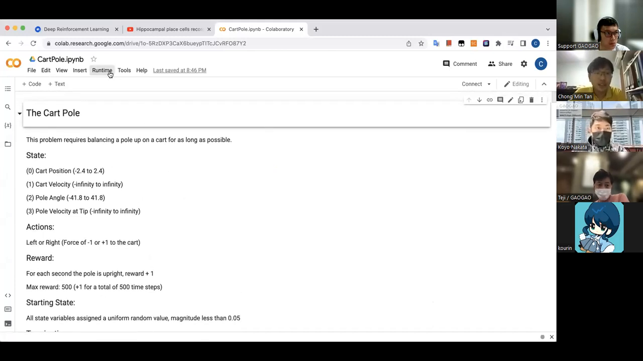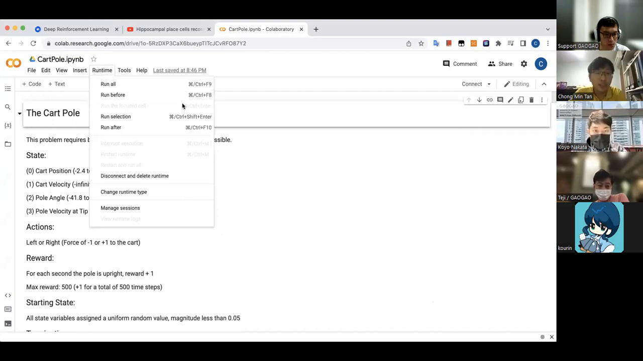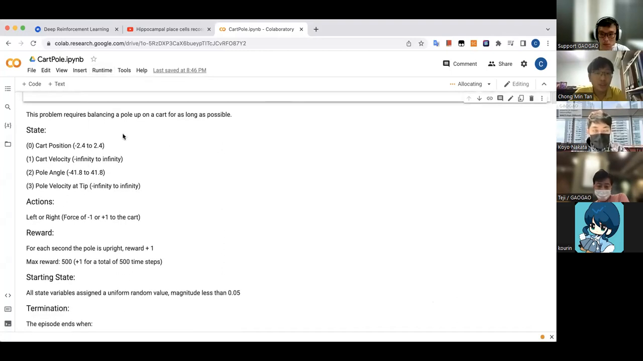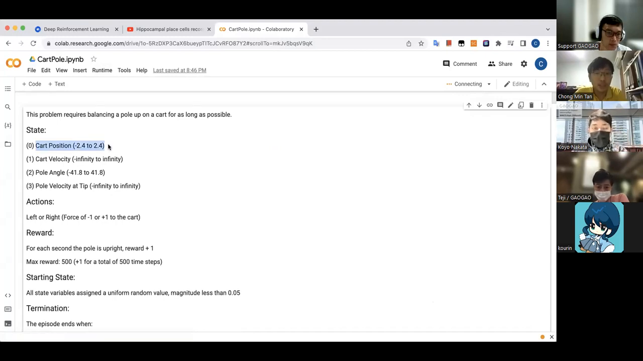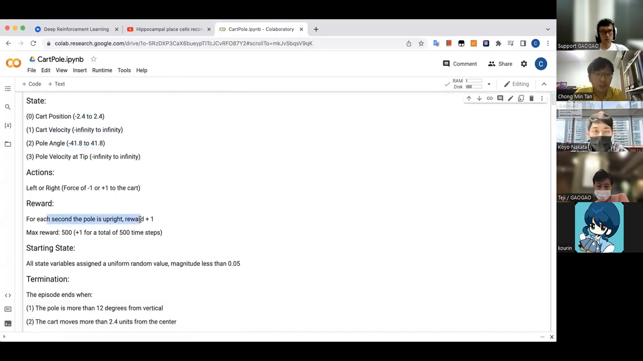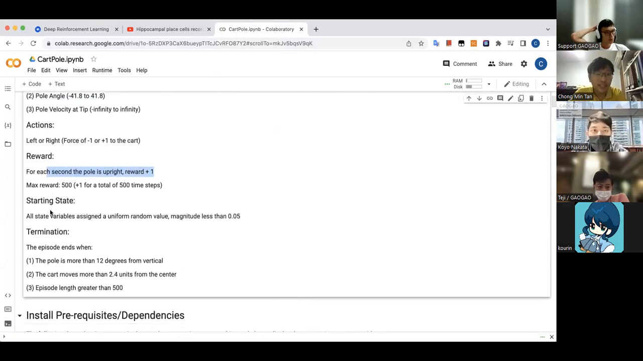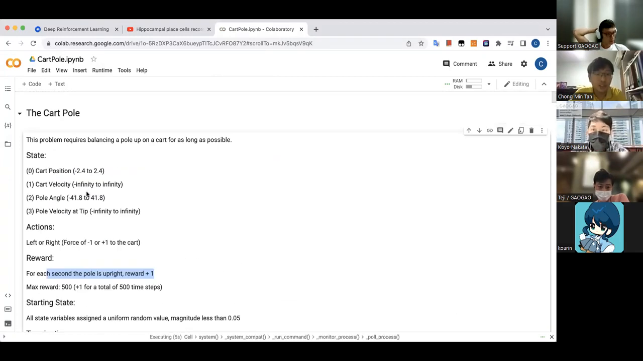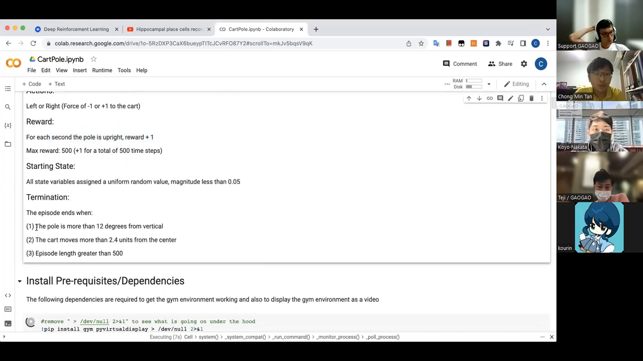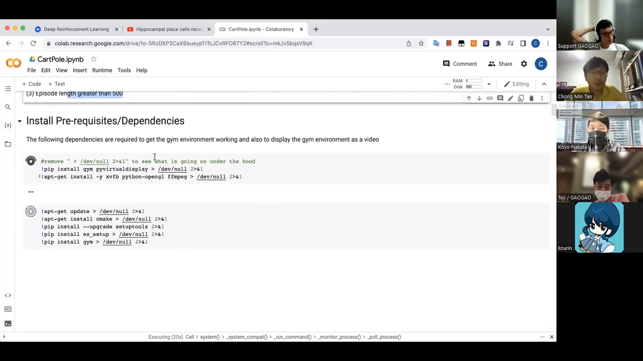So this is called the cart pole problem. Let me just run all. So this is the state. We have cart position, cart velocity, pole angle, and pole velocity. We have a reward, and the starting state is a random state. You lose the game if the pole is more than 12 degrees away from vertical, or the cart moves more than 2.4 units from the center. You win if the episode length is more than 500. So we install some prerequisites.